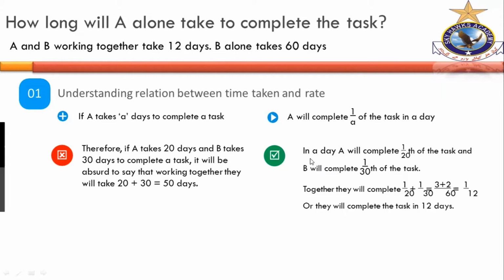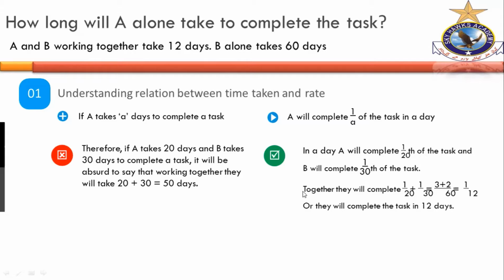Because what we have supposed is that in a day A will complete 1/20th of the task, and B will complete 1/30th of the task. So we are just putting together, and in this way they will complete the task in 12 days. So that is also 12, as given. This calculation is near to the given data. So that's why we are not thinking about the other one.